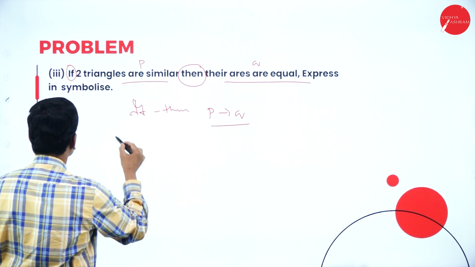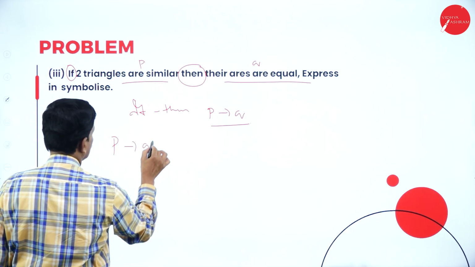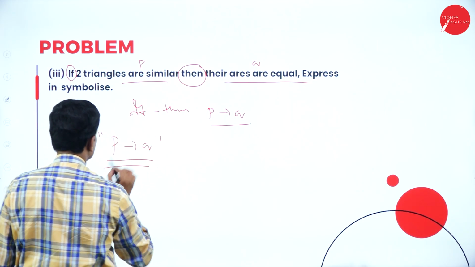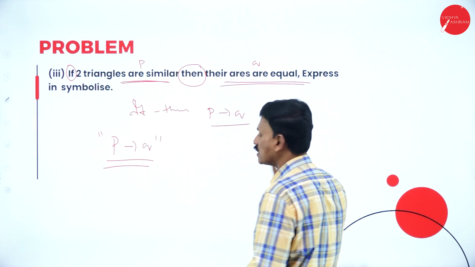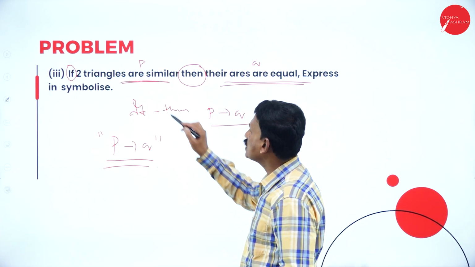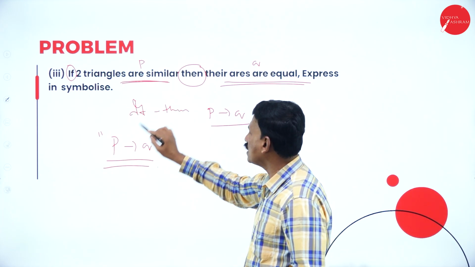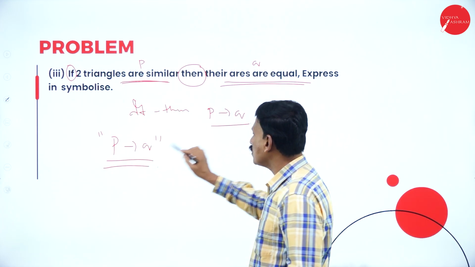So therefore, what is the condition? The symbolic representation of this is P conditional to Q. That is, if two triangles are similar, then their areas are equal. So therefore, the statement two triangles are similar is P and their areas are equal is called Q.